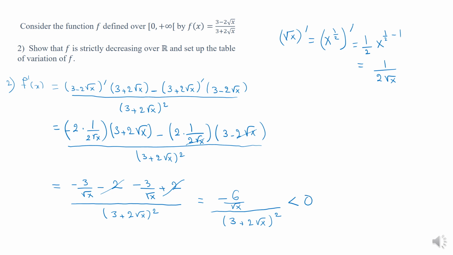less than 0 strictly. So the function is strictly decreasing. This expression cannot be equal to 0. You have minus 6 over radical x, which can be written like this: minus 6 over radical x times 3 plus 2 radical x squared, so it cannot be equal to 0, which means that the function is strictly decreasing because the derivative is strictly less than 0.